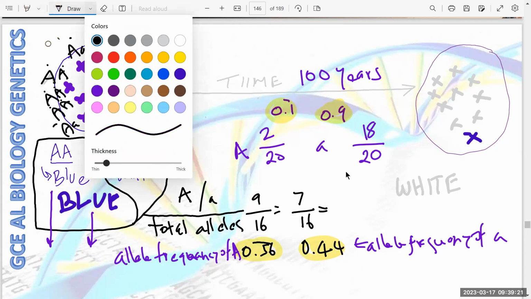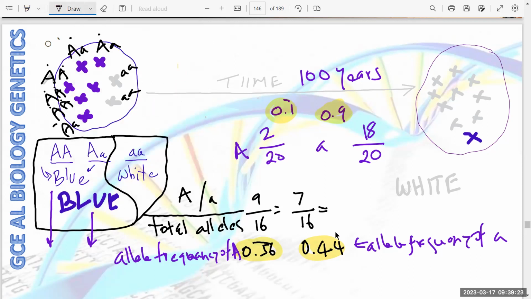So allele frequencies change. This one increased. This one decreased. Capital A decreased, small a increased. Okay, what is the message? Allele frequencies are changing with time. They're not the same.